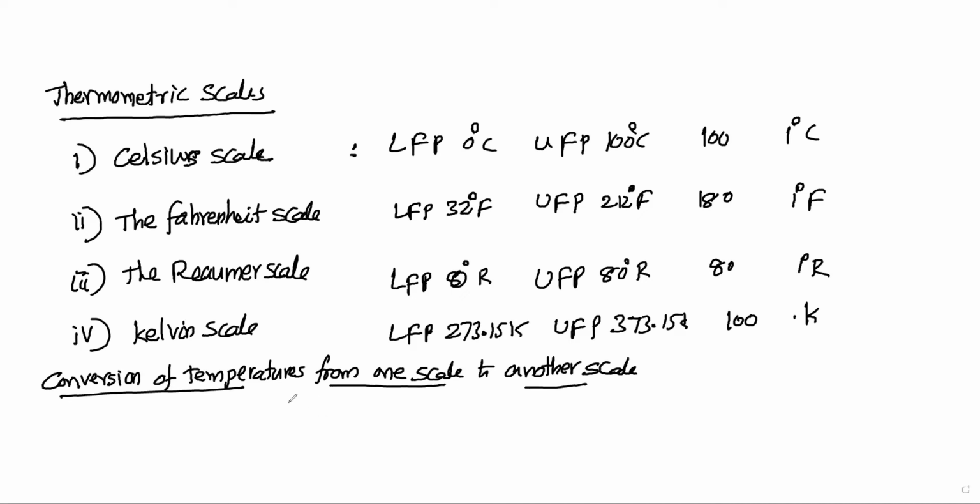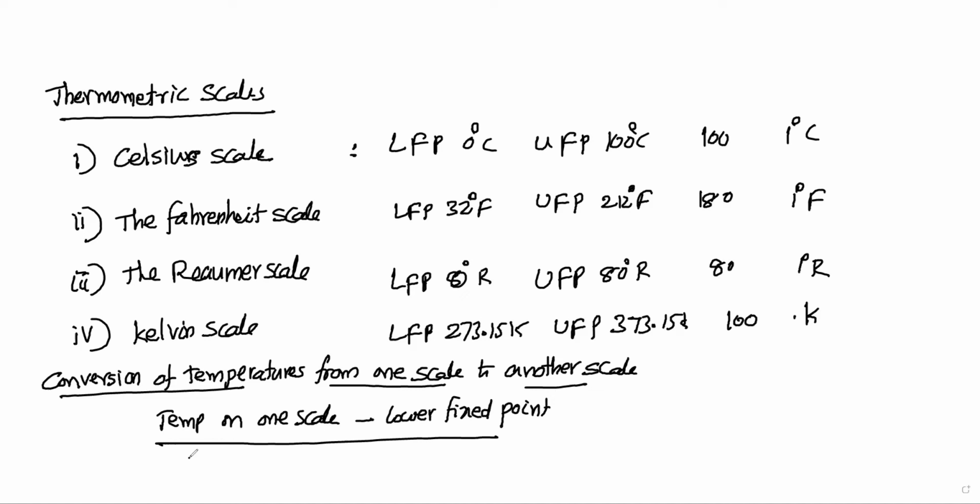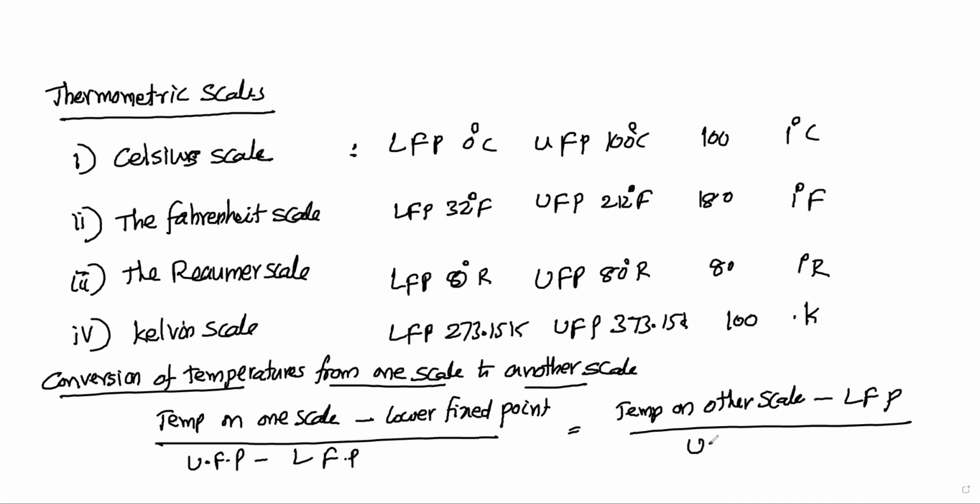How it is. Generally, the conversion: temperature on one scale minus lower fixed point, divided by upper fixed point minus lower fixed point, is equal to temperature on the other scale minus lower fixed point, divided by upper fixed point minus lower fixed point. Clear?